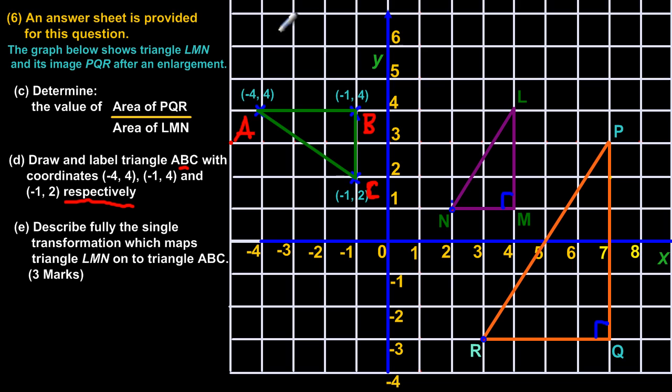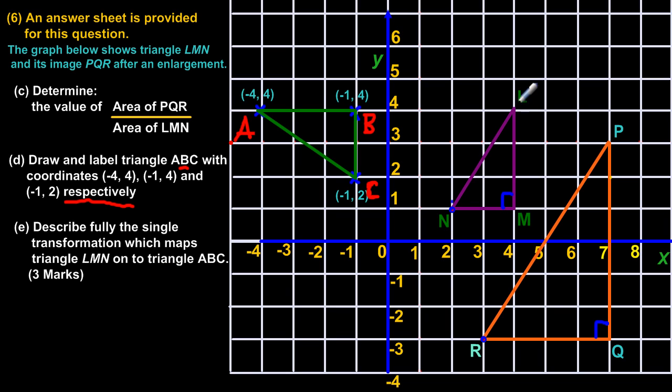In this video, we're going to be looking at the solution to question 6 part E on the May 2012 CSEC Math Exam past paper. Here they're asking us to describe fully the single transformation which maps triangle LMN onto triangle ABC, and that's an easy 3 marks.